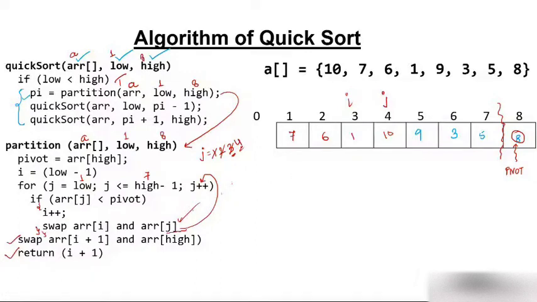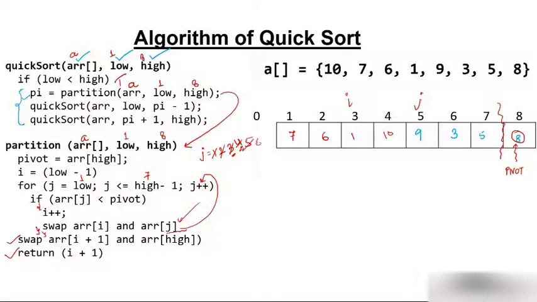Okay, what I'll do again, I'll increment j. j becomes 5. So let me move this j to 5. I'll again check is 5 less than 7. Yes. I'll check is A5 less than pivot? What is there in A5? 9. Is 9 less than pivot? No, 9 is not less than pivot. So I'll not enter this if block. I'll simply come out and increment j.